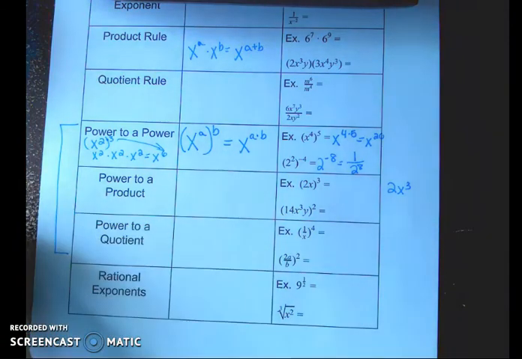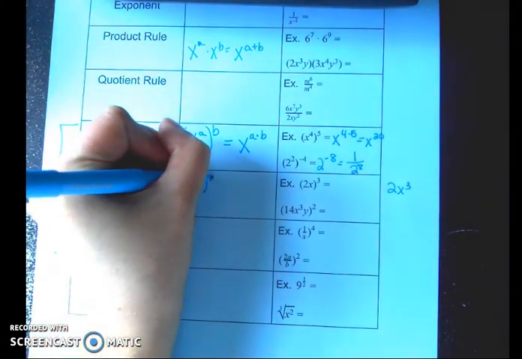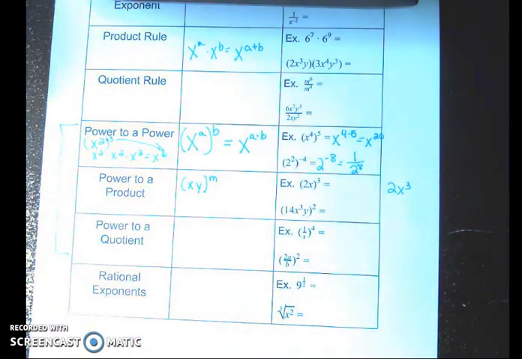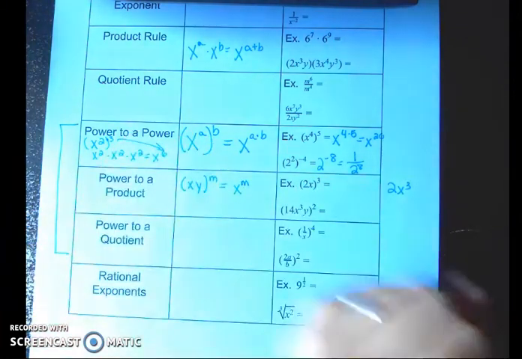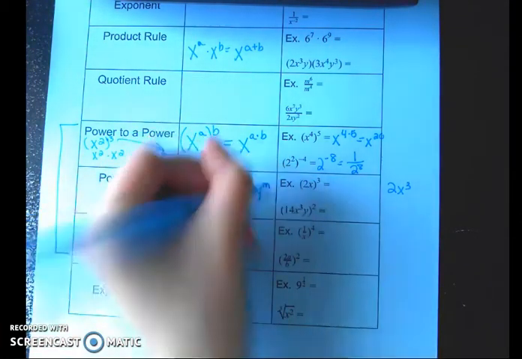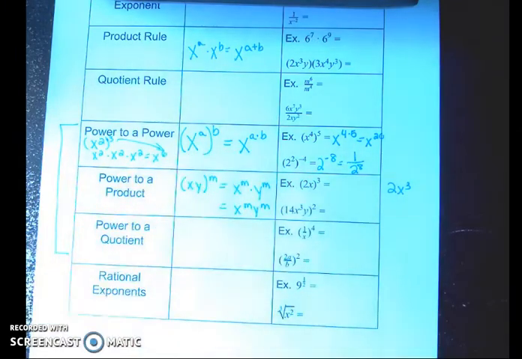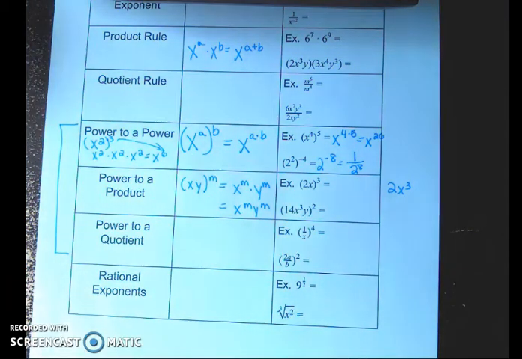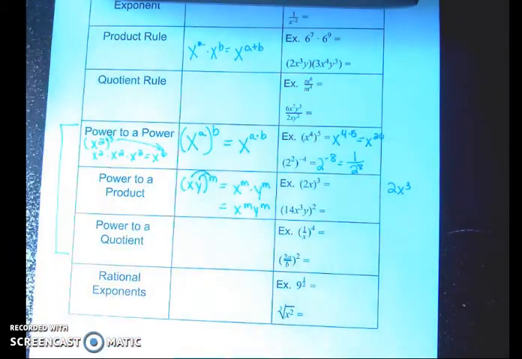Okay? So let's see. If we have xy to the m power, the power to a product rule tells us that that's the same as x to the m power times y to the m power. Or you can think of it as x^m y^m, right? We don't absolutely need that little dot.